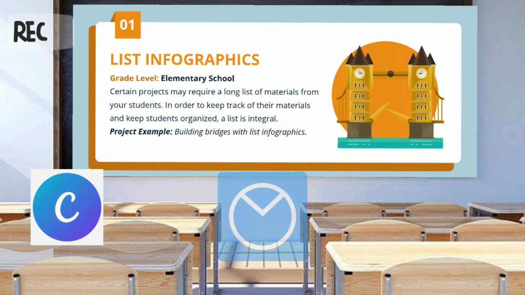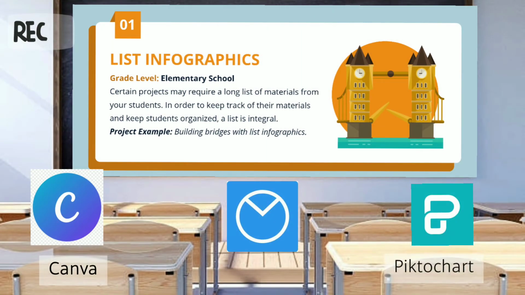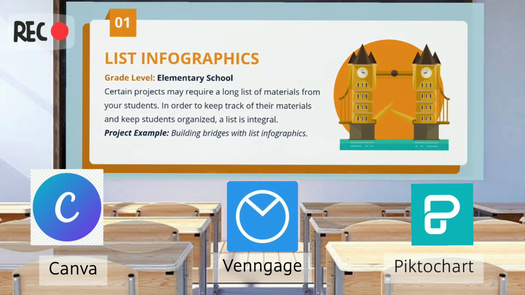Number 1. List infographics. Grade level, elementary school. Certain projects may require a long list of materials from your students. In order to keep track of their materials and keep students organized, a list is integral. Project example, building bridges with list infographics. The perfect apps for this project are Canva, Venngage, and Piktochart.